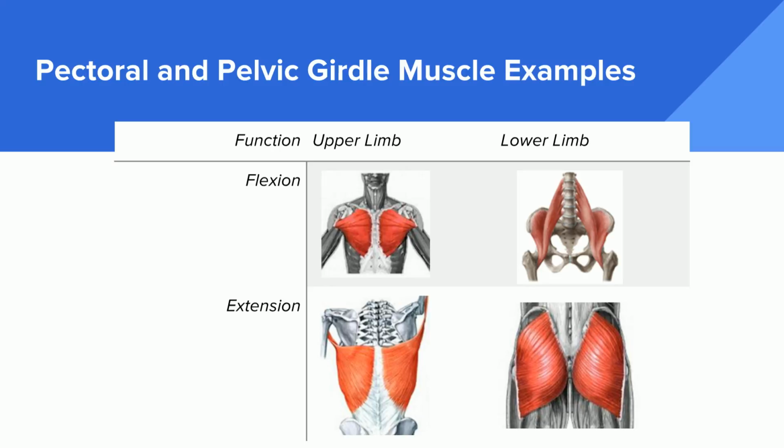in the upper body and the iliopsoas in the lower body. Both muscles insert along long bones of the body, but the iliopsoas is a longer muscle composed of two muscles that merge together and insert into the femur. Extension in the pectoral girdle is caused by latissimus dorsi versus the glutes in the lower body.